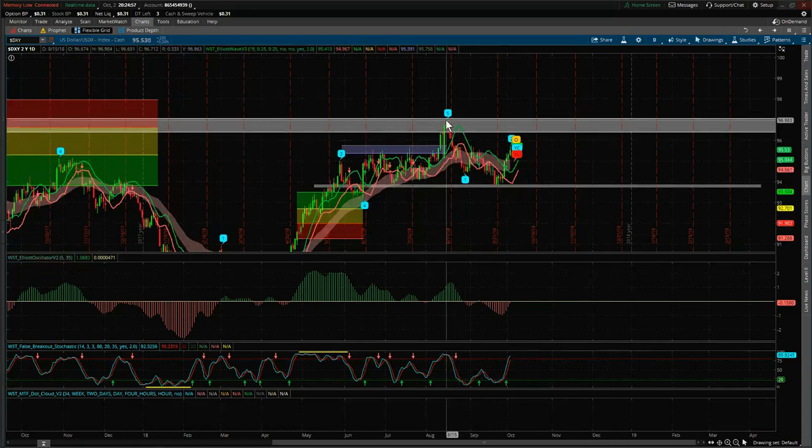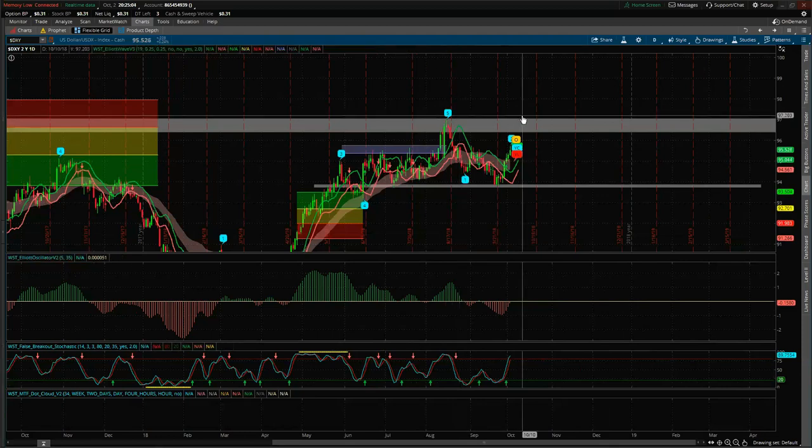Above that fifth wave resistance zone, above the pivot. That's our long entry, okay? Once we start to get through there and we close above there, that's when we'd start to consider a long. That's when we would redo the wave count, okay?